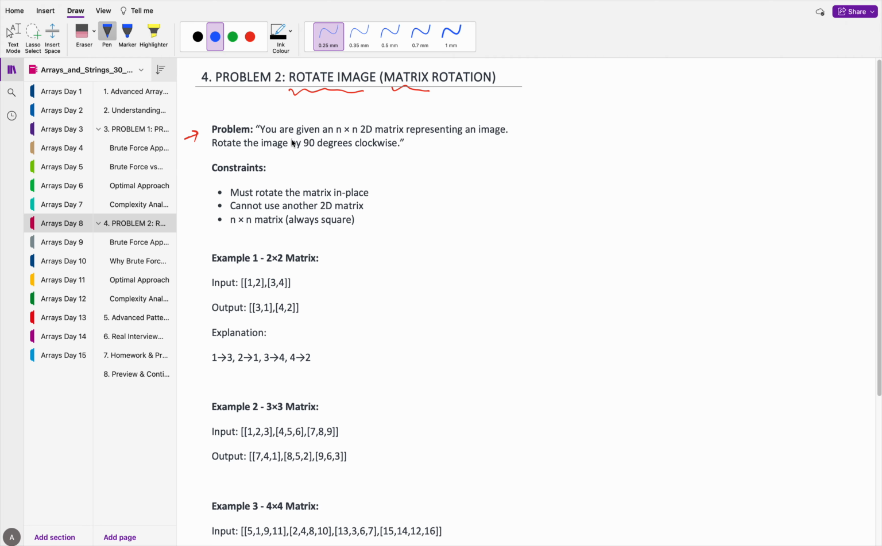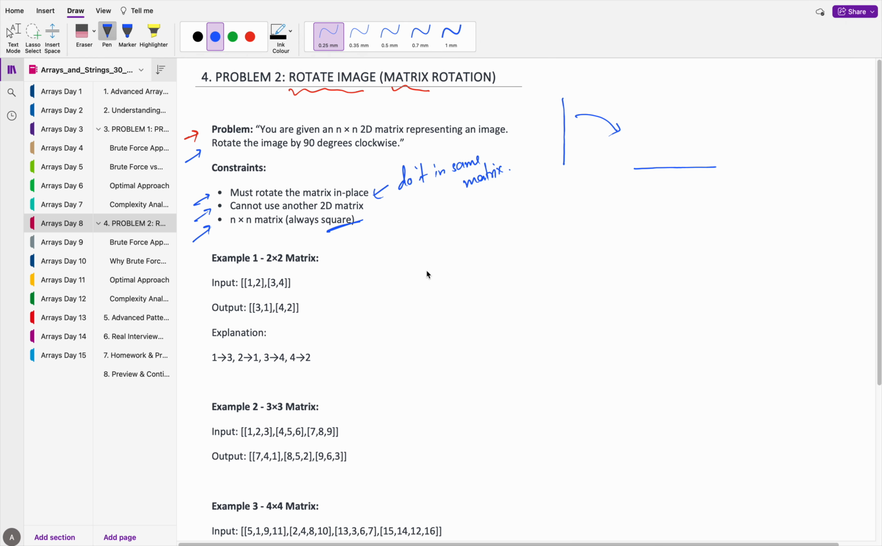Okay. So you are given the 2D n by n matrix representing an image. You need to rotate the image by 90-degree clockwise. 90-degree clockwise means if items are looking like this, then the items would be looking like this. I'll show you, don't worry. Constraints: you must rotate the matrix in place. You need to do it in place, means same matrix में करना है. Do it in same matrix. Cannot use another 2D matrix, and the matrix is always a square. This is a constant. A square matrix is given to you.